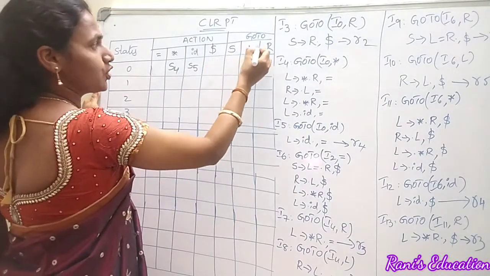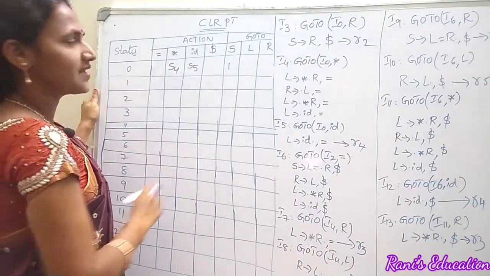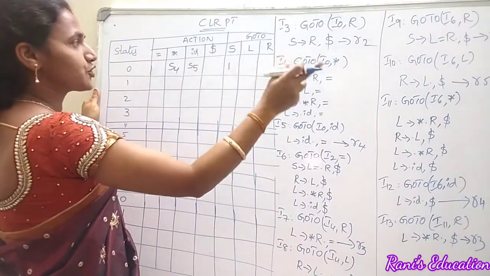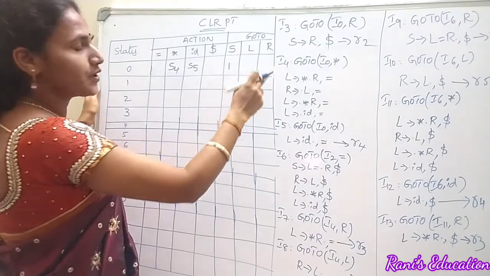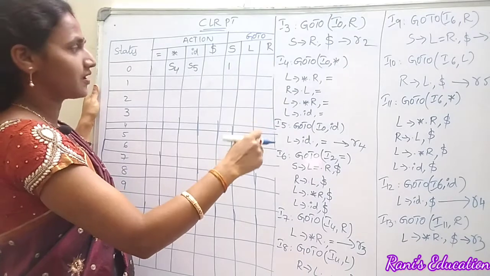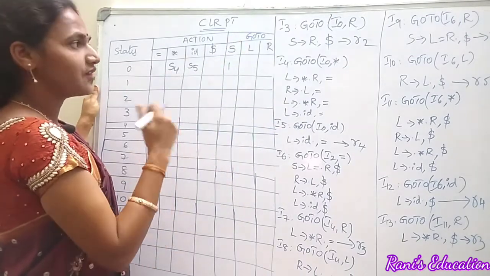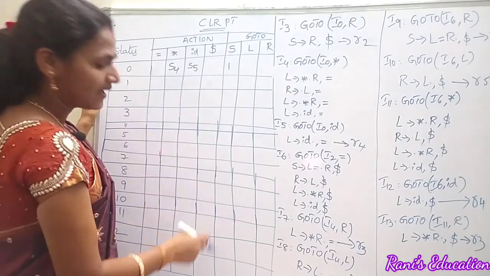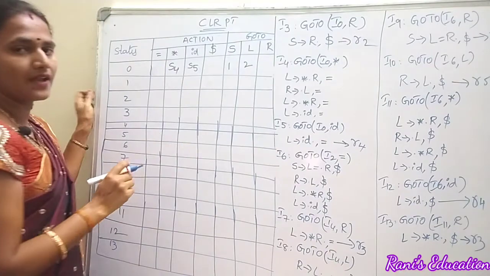So for the go to part, for S you are going to write the number as 1. That is, dot S is changed to S dot in the S1 I1 item. Now move on to dot L in the first production. Dot L is changed to L dot with a look ahead dollar. In which production can we observe that? In the second item, right? So we are going to write under L, 2.